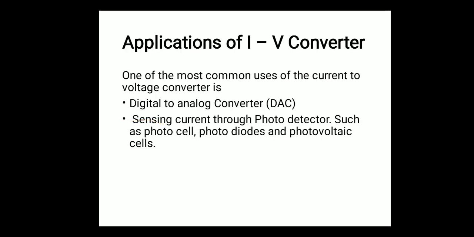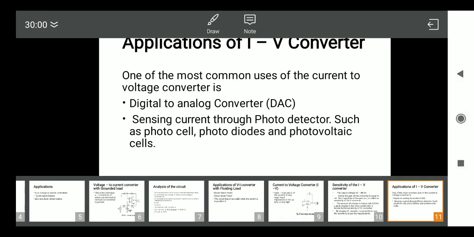The applications of the IV converter may include digital to analog converters, sensing current through photodetectors such as photocells, photodiodes and photovoltaic cells.